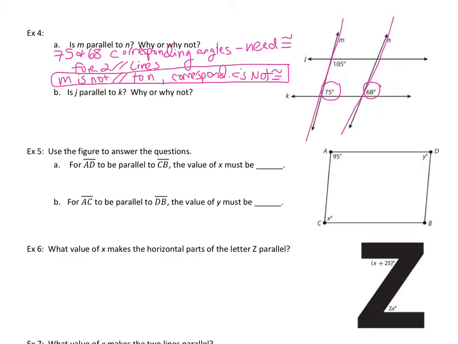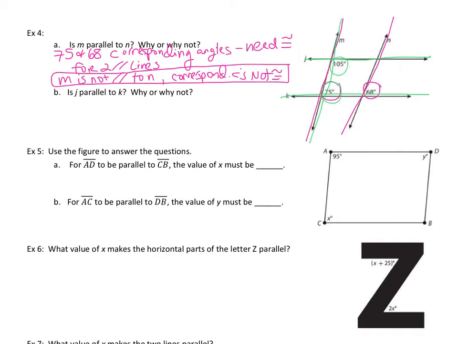Now we're going to do the same setup to figure out if J is parallel to K. Now remember, we need one transversal line. We could use the line N or we could use the line M, but the M is the only one that actually has two angles off of it.